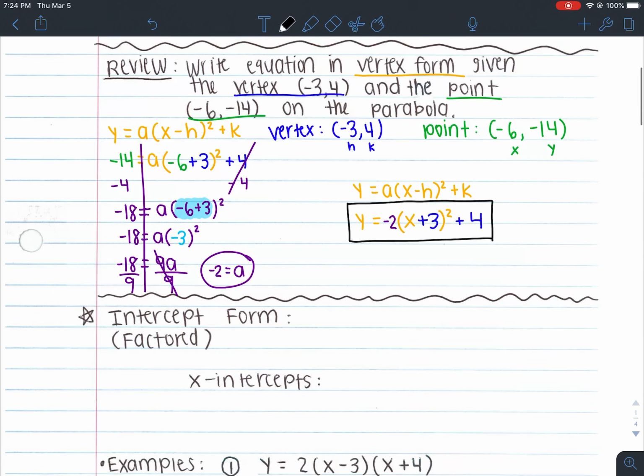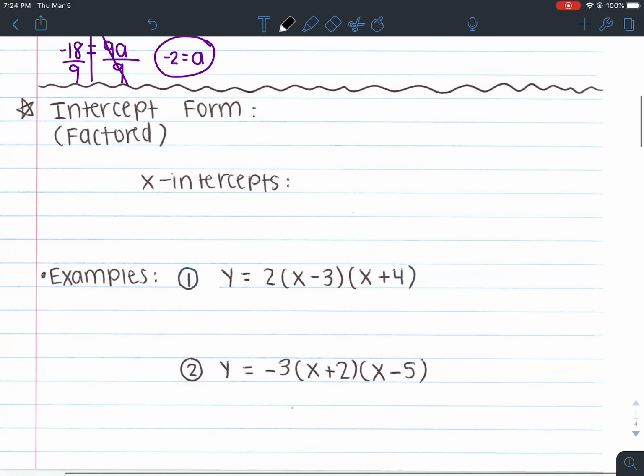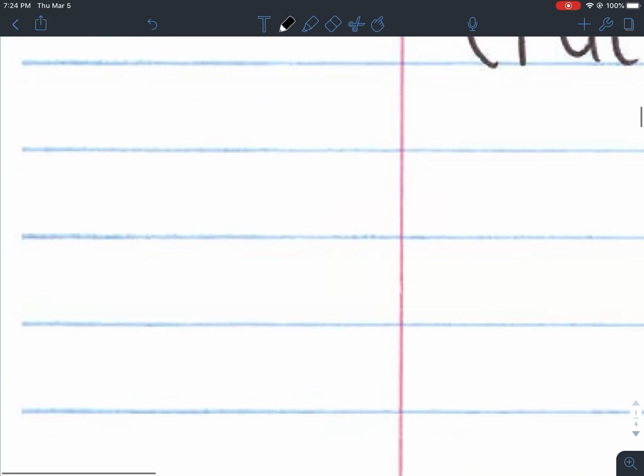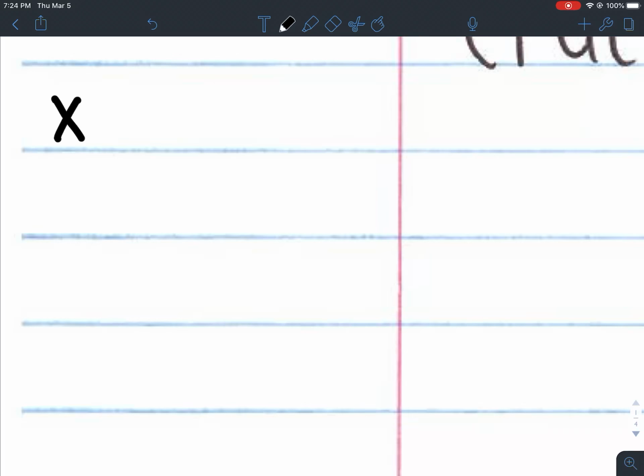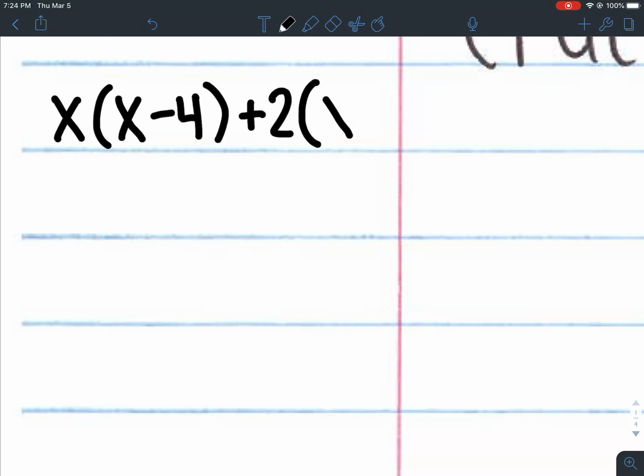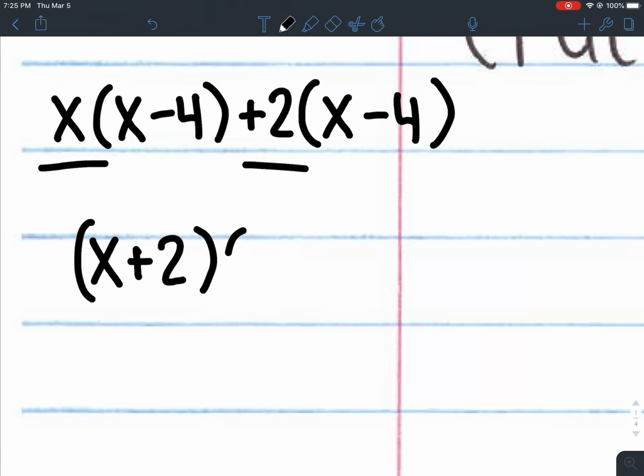So that is review. Okay, now we're going to learn about intercept form, which is also known as factored form. The reason why it's called factored form as well is because it kind of looks like when we did factoring. You remember when we would do factoring, we'd have x minus 4 and then x plus 2 and then x minus 4. So our parentheses matched, and we wrote the outsides on one set of parentheses, and then we put them matching, right? So these were factors.